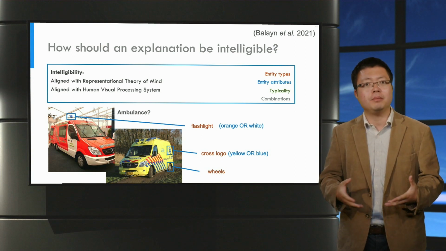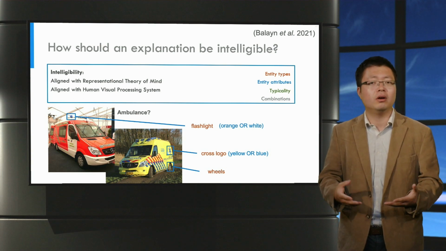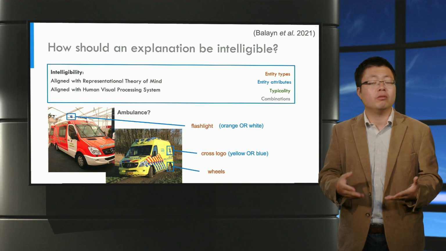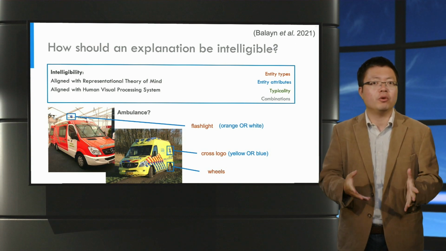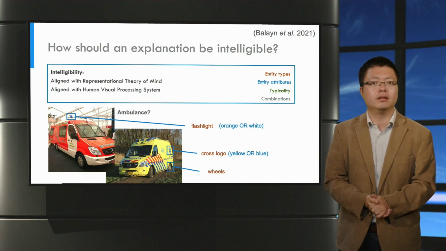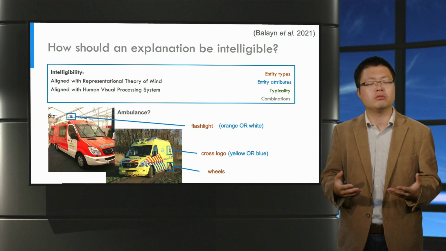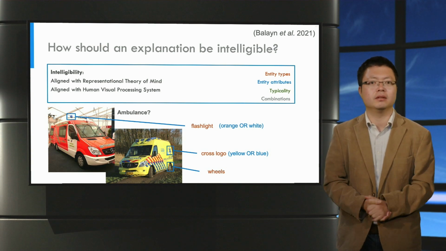Combinations of concepts can be represented through logical operators like AND, OR, which we have in fact already talked about. For example, flashlights are orange or white. Note that the combination of concepts is important for humans to understand a complex object.